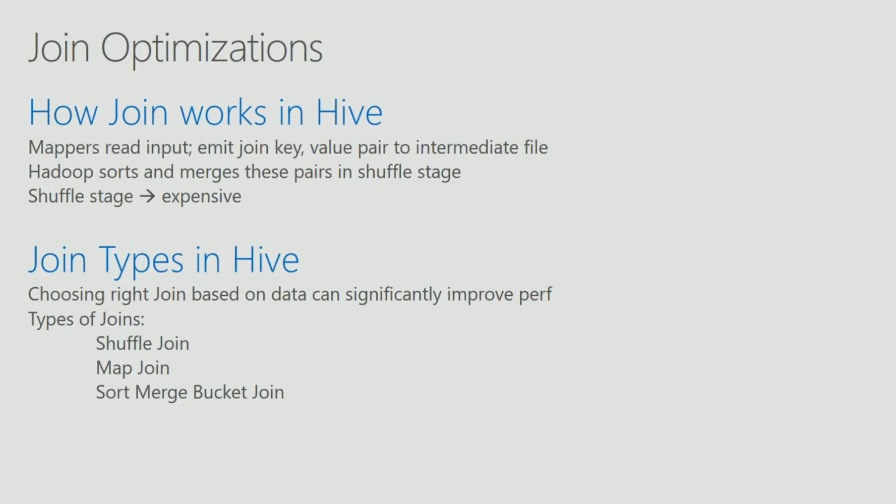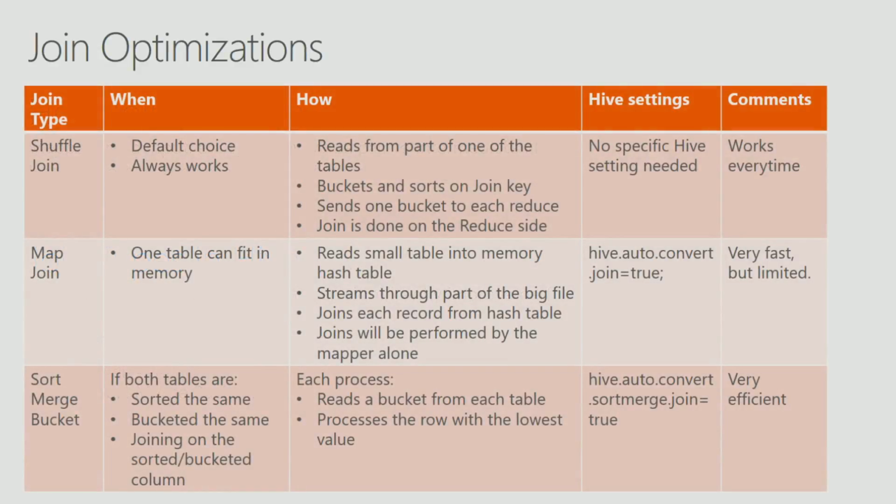So we're going to look at join, and if you're doing ETL, this is one of the key optimizations you can do to improve performance. So joins are the most expensive in any query. The way joins work in Hadoop and Hive are mappers read the input, then there's a shuffle stage where these key value pairs are merged, and that's the most expensive stage. So if we can do anything to avoid that, that would significantly improve performance. So there are three types of joins that Hive has: shuffle join, map join, and sort merge bucket join. And we'll discuss each of them.